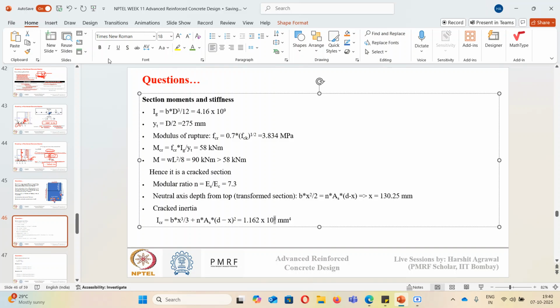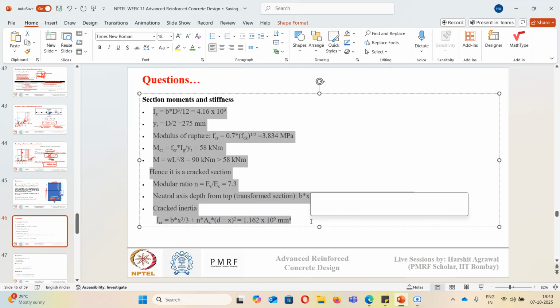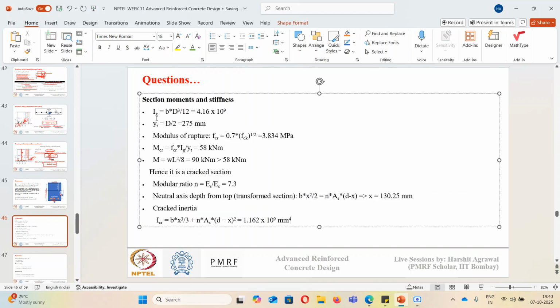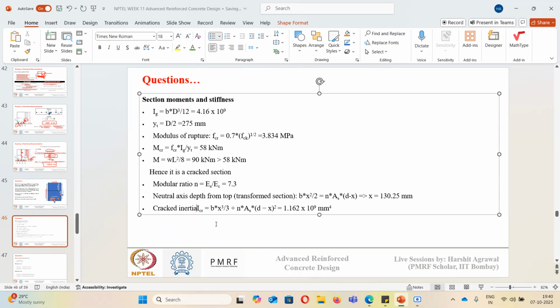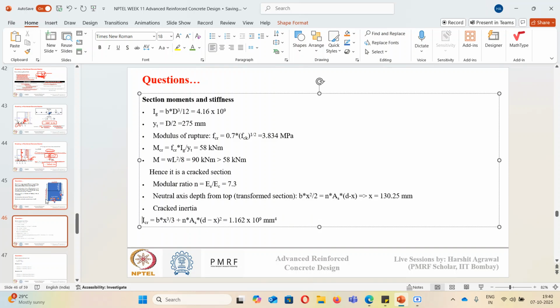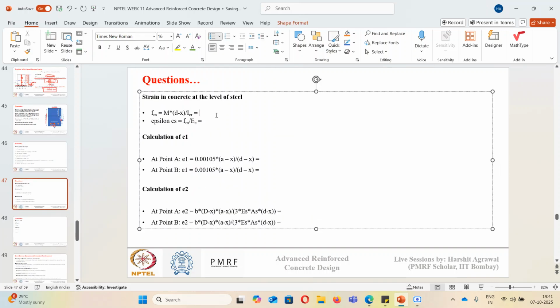Okay, so these are the basic calculations that we saw in the last question also, so I've just quickly shown you the values. This is the first initial approach that we need to opt. Now, once we know the cracked moment of inertia, I can calculate the stress in the steel. The moment acting is 90 into 10 to the power 6 times d minus x, so d minus x is 500 minus 130.25, divided by moment of inertia, 1.162 into 10 to the power 9.